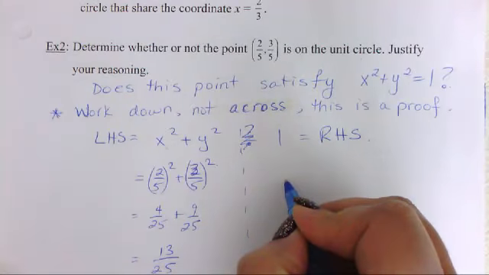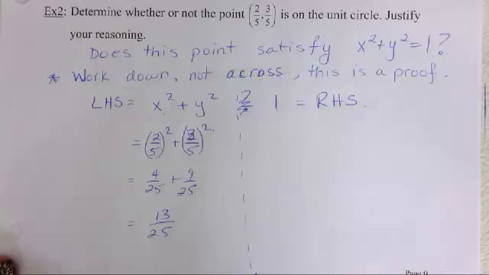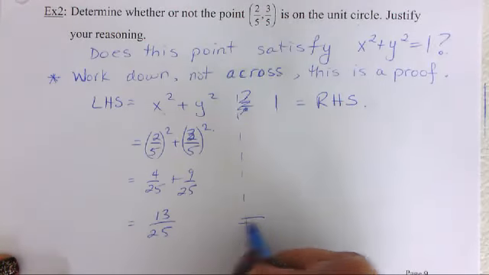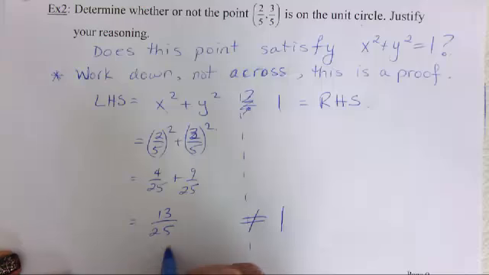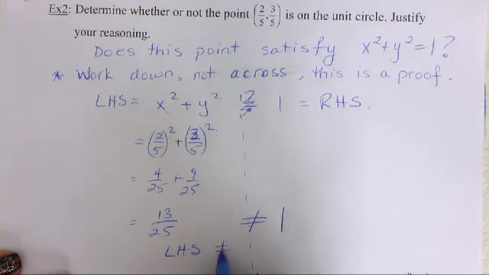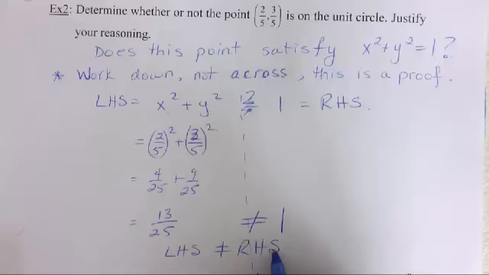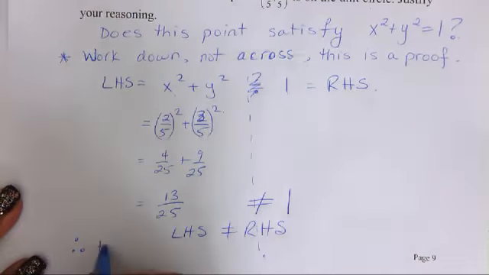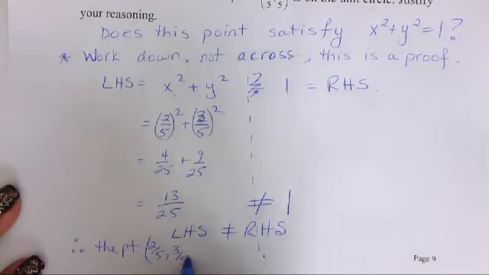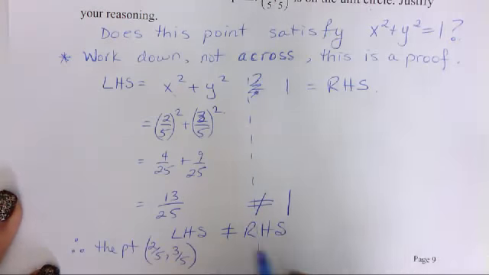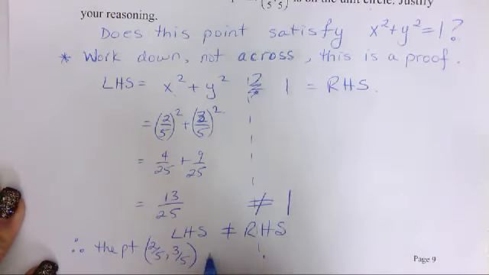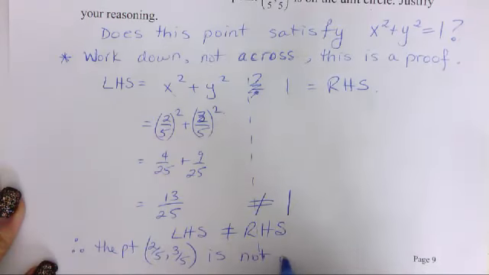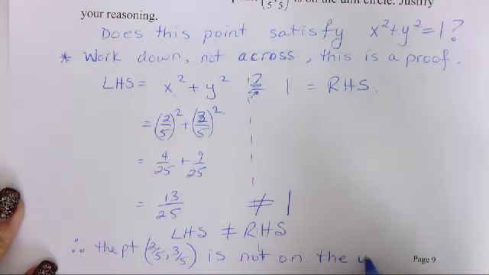So does this equal the other side? No, it does not. So I can say this does not equal 1. Left-hand side does not equal right-hand side. Therefore, the point (2/5, 3/5) does not lie on the unit circle, or I could say is not on the unit circle.